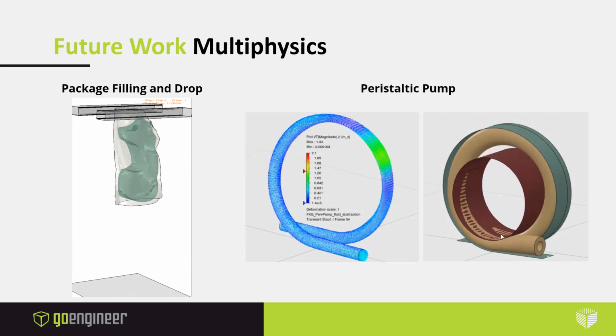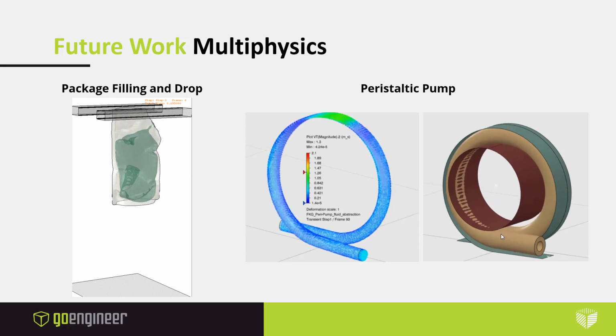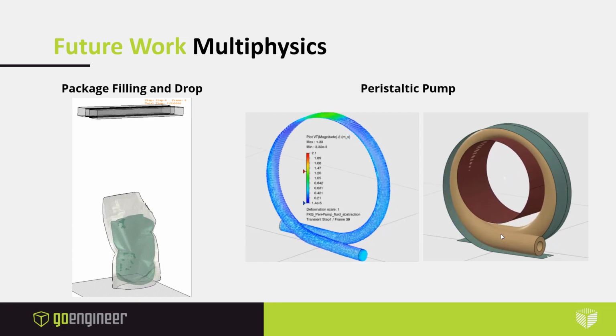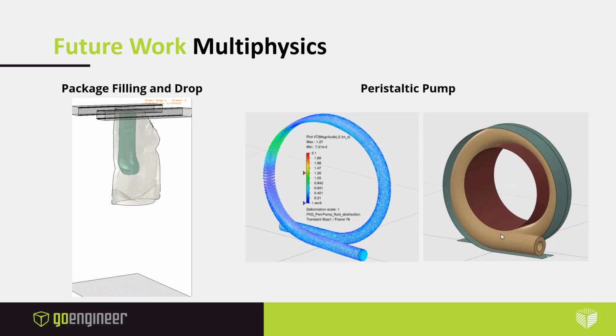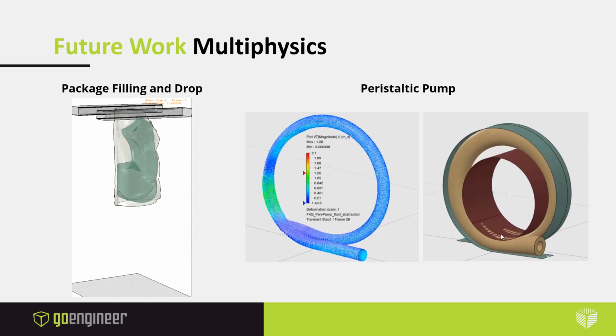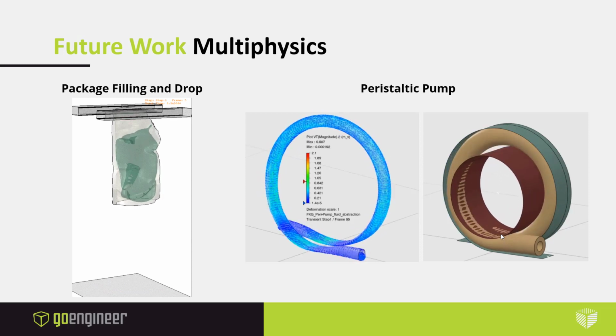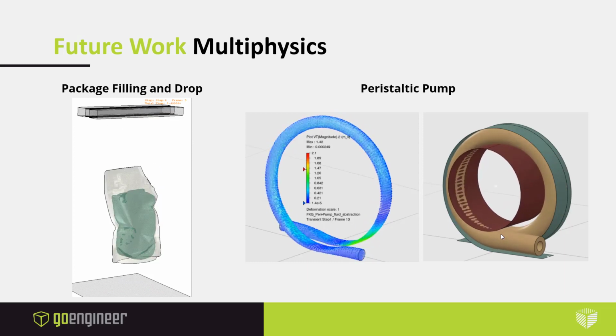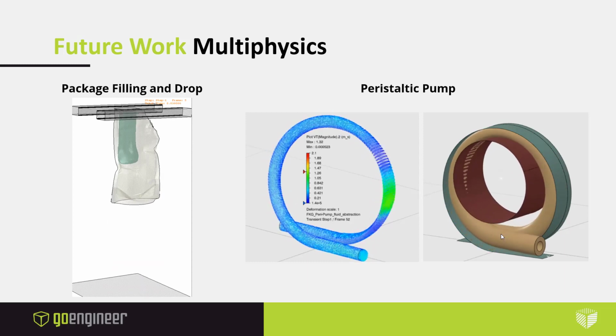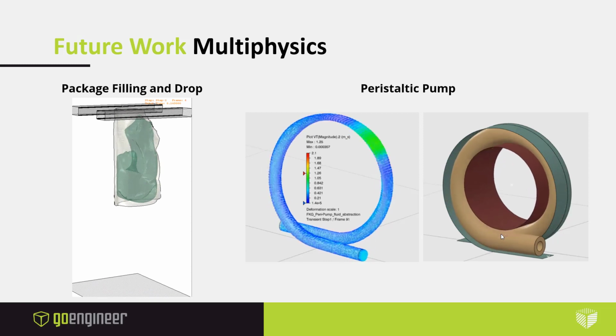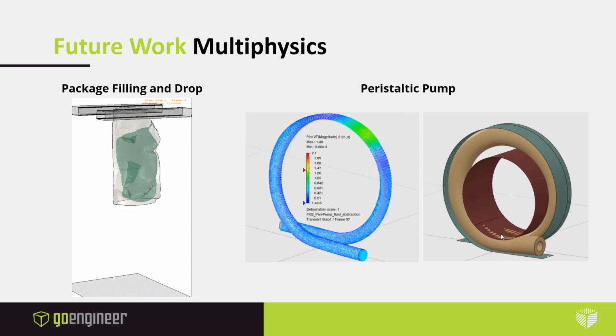Another example in that vein is a peristaltic pump. Again, this is another multi-physics example that marries structural analysis and fluid analysis. Essentially, you initially run the structural analysis where you simulate the compression of the tubing, and then you run the fluid dynamic analysis where you see the amount of flow rate generated due to this compression.